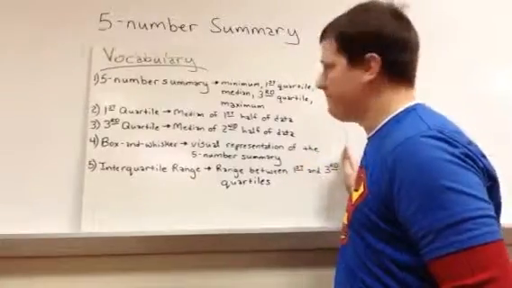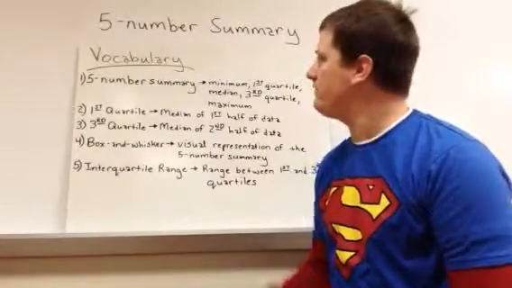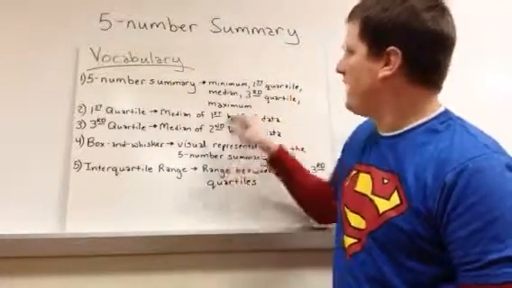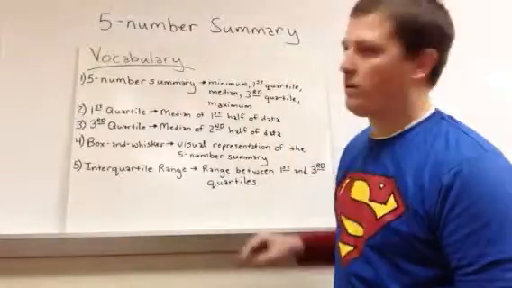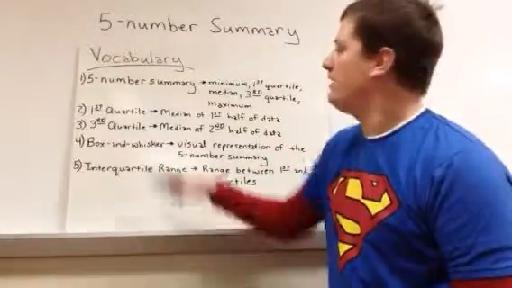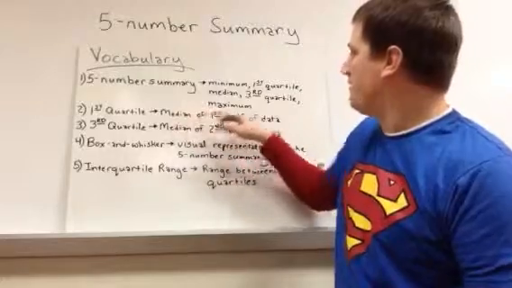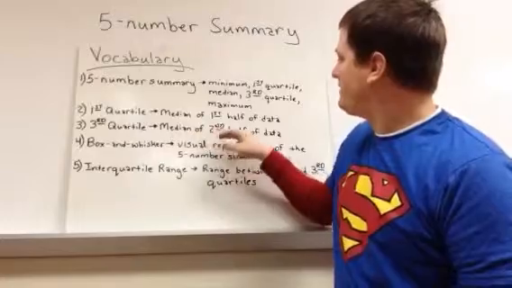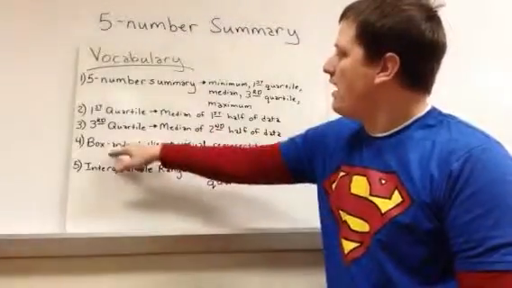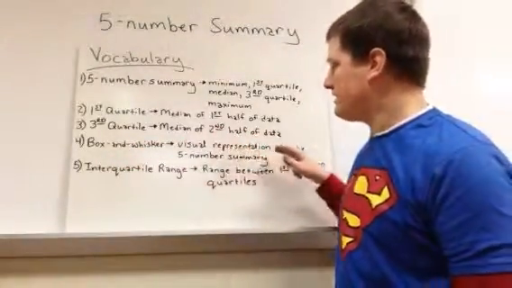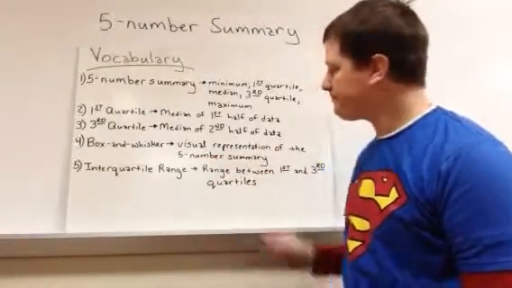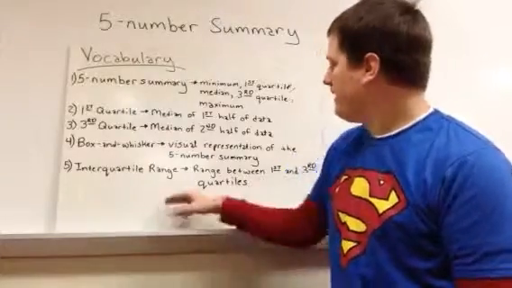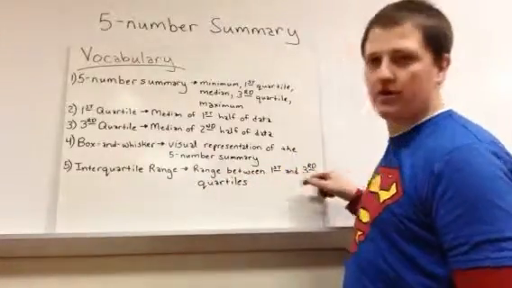Our vocabulary in this instance is 5-number summary. This consists of the minimum, the first quartile, the median, the third quartile, and the maximum. The first quartile is the median of the first half of the data. The third quartile is the median of the second half of the data. A box and whisker is a visual representation of the 5-number summary. And lastly, the interquartile range. This is the range between first and third quartiles.